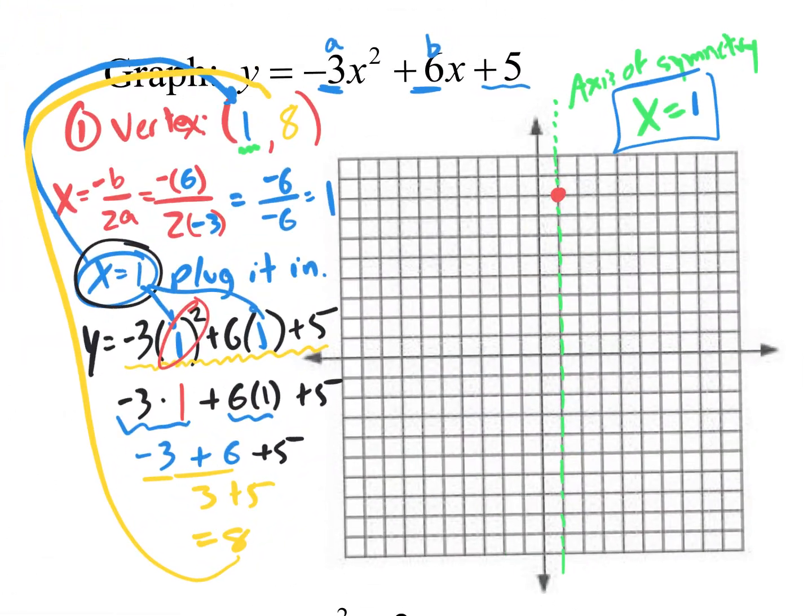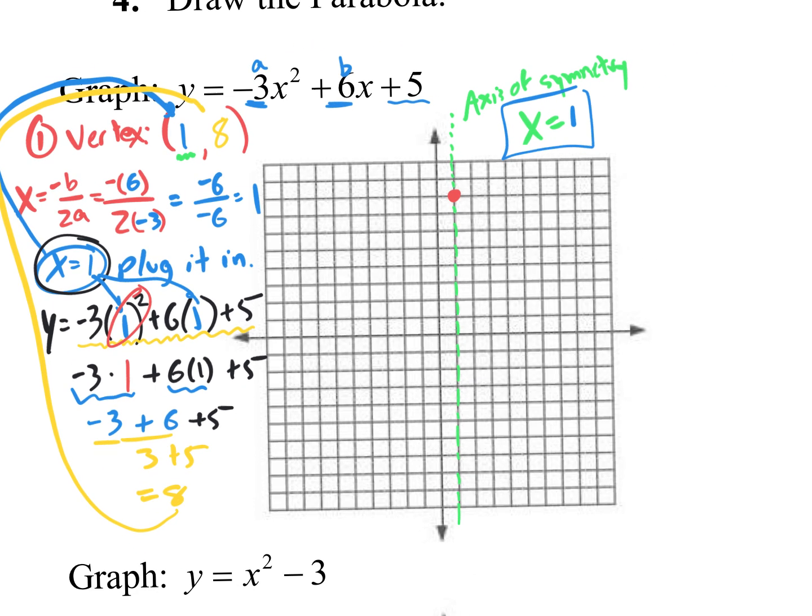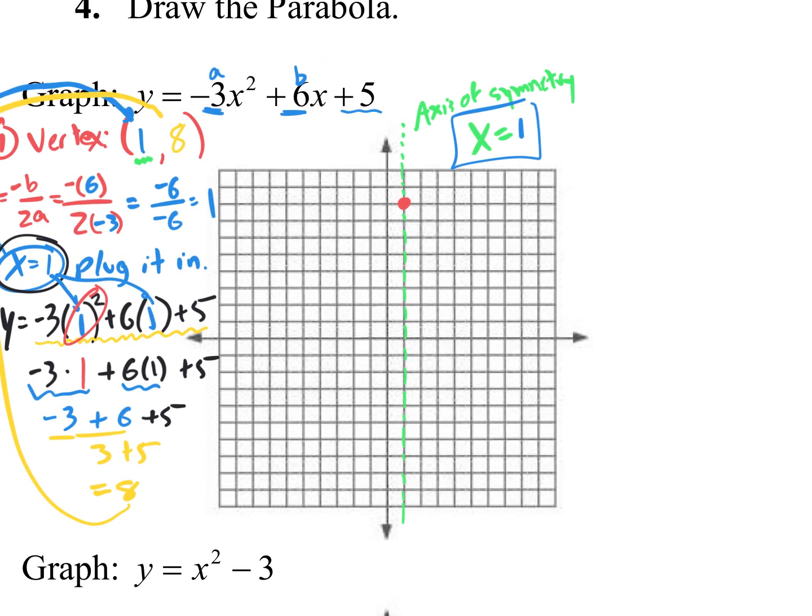when you find your vertex and draw your axis of symmetry, if your a value is 1, you're going to be able to use the pattern 1, 1, back to the vertex, 2, 4, back to the vertex, 3, 9, and then map it over to the other side, and you'll have your parabola. But right here, the a value is not 1, okay?